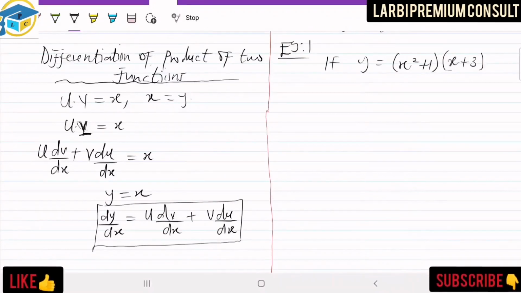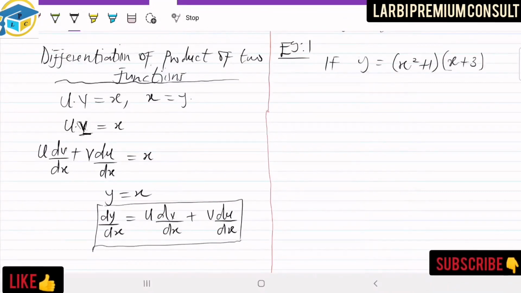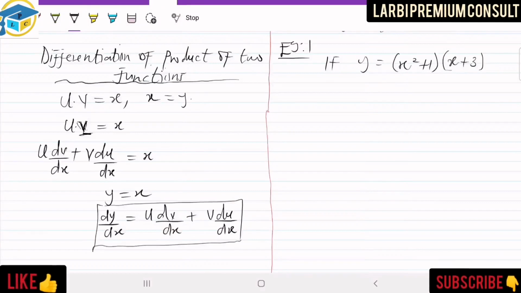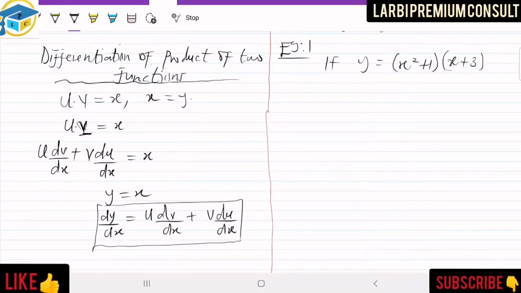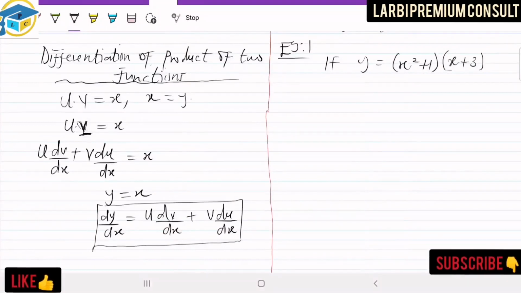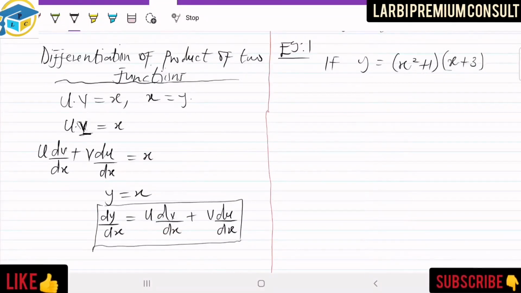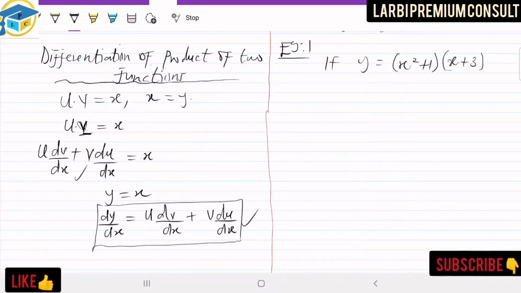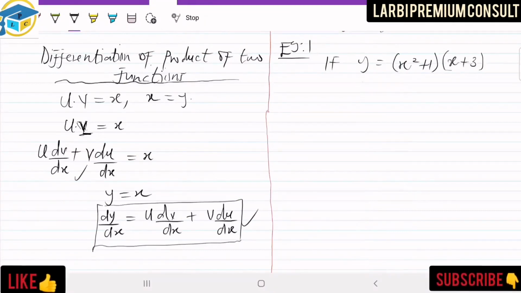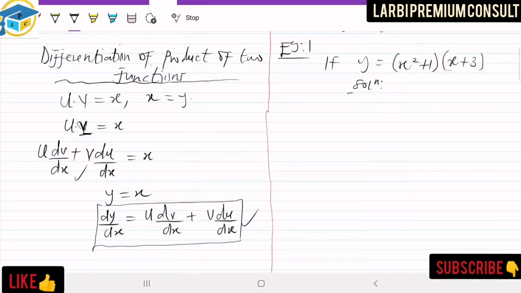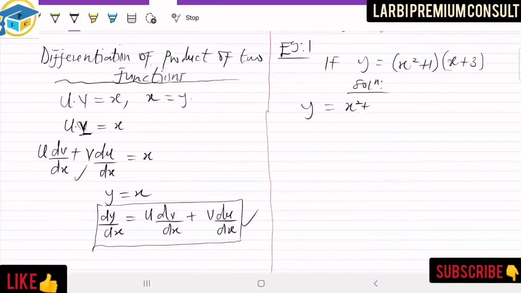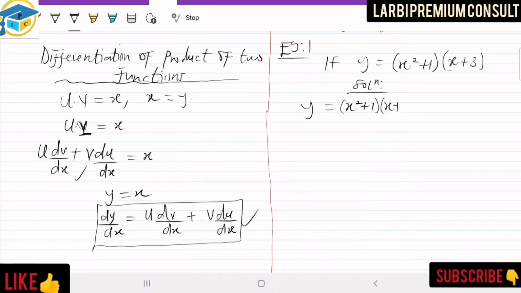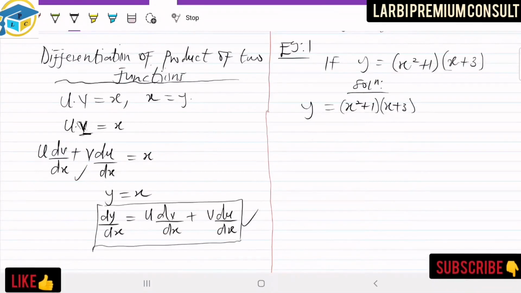Actually, you can make a representation by saying that your y should be equal to u and v, so that you can represent these functions as u and v. But I want to expose you to the general rule as we defined here. So here, this is what you're going to do. You have y equal to x squared plus 1 as one function, multiplied by another function, x plus 3.